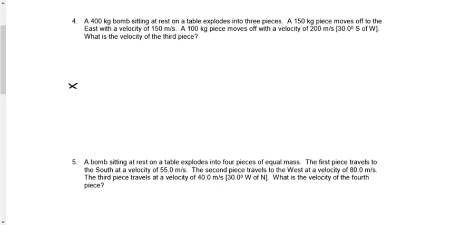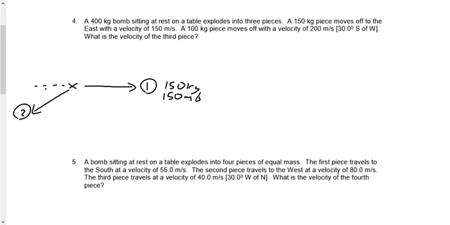Okay, this is the way that I'm going to draw it. This 400 kilogram bomb is sitting there at rest on a table. It explodes into 3 pieces. One goes east at 150 meters per second. I'm going to call that piece 1, and label it as 150 kilograms and 150 meters per second. Now we have another one going south of west. I'm going to call that piece number 2, and label it as 30 degrees south of west. I'm going to label this velocity as 200 meters per second and the mass as 100 kilograms.